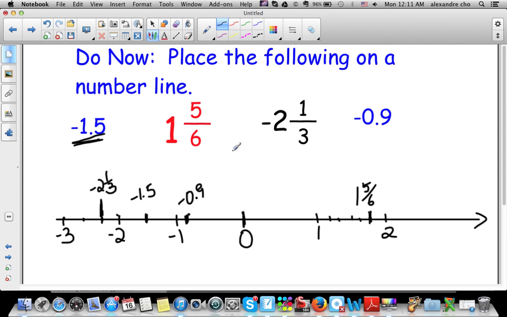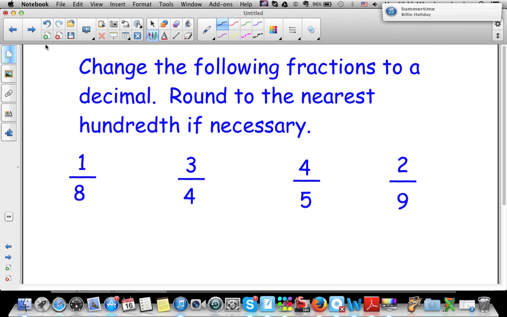Okay, that should have been easy. And that's that. The other thing I want you to review is change the following fractions to a decimal. So changing a fraction to a decimal, round to the nearest hundredth if necessary. So let me do the first one here, and then you can press pause. So 1 over 8.